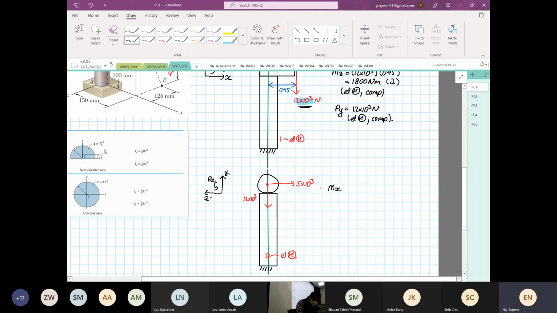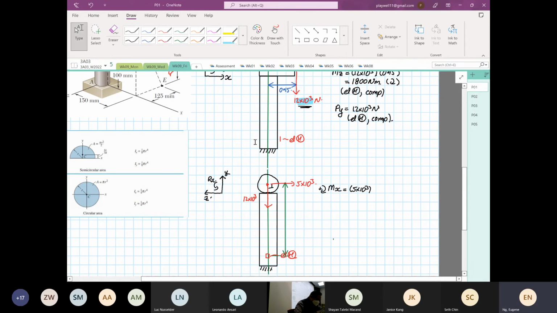At the x-axis, I'm going to assume positive is going in a clockwise direction, right? So this will be equal to 5 times 10 to the power 3. The fact that the applied force is perpendicular to the centroid, therefore the distance to be taken is this distance over here. It's up to the element, down to the element.